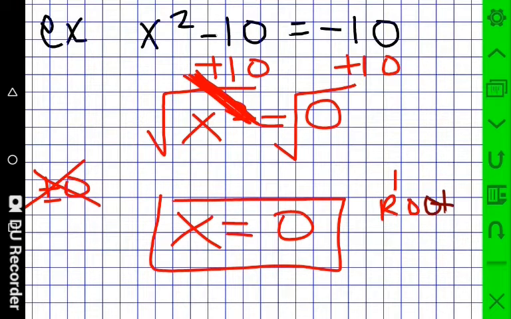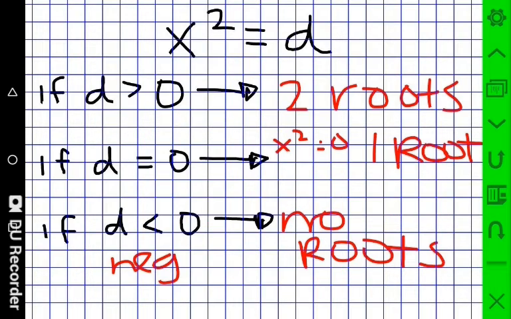All right, so that happens when there's a 0 over there. When x squared is isolated by itself and it's equal to 0, just like right here, that means you're only going to get 1 answer.